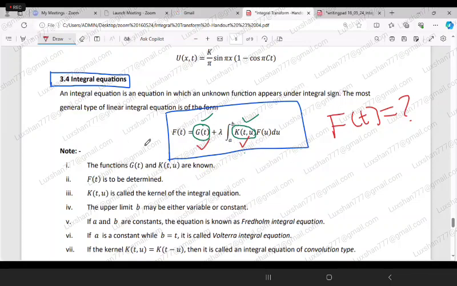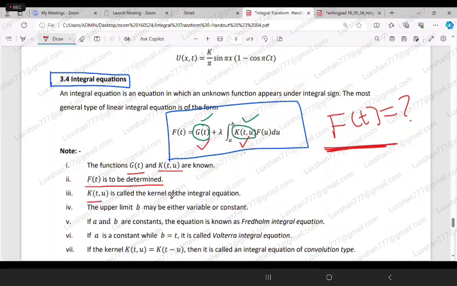Okay, so look here. This is the general form of an integral equation. The functions g(t) and K(t,u) are known. f(t) is to be determined, so our task here is to find f(t) by solving this integral equation.